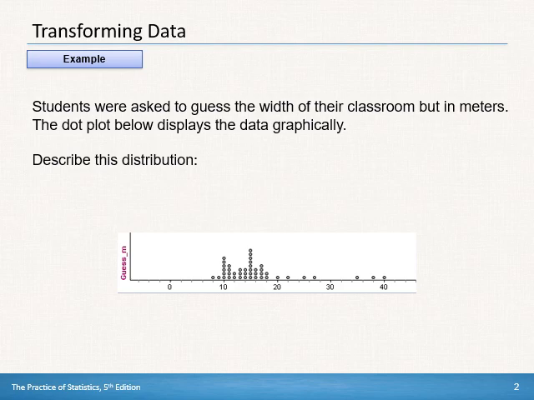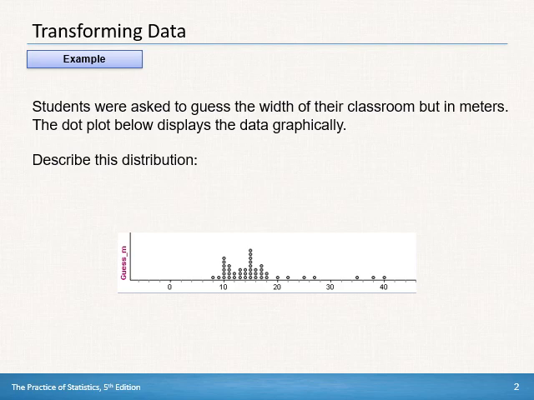If we wanted to describe this distribution, remember we use SOCS: we talk about the shape, the outliers, the spread, and the center, in no particular order. So this is clearly skewed to the right. I would say the center... Now, it would be wrong to say the center is 15, right here in the middle. It looks to be about 15, but it wouldn't be right to say the center is 15. We have to say something like the mean or the median is 15. In this case, it would be the median is 15.